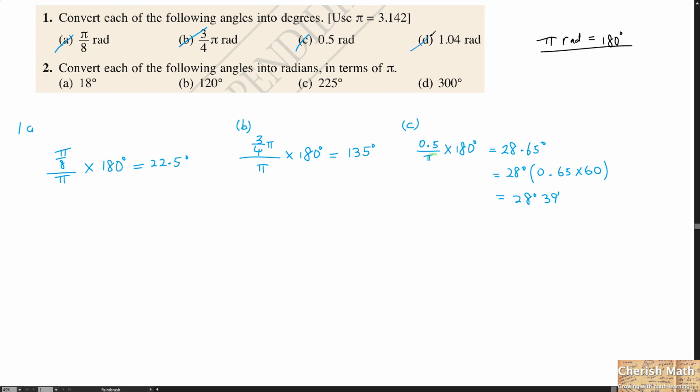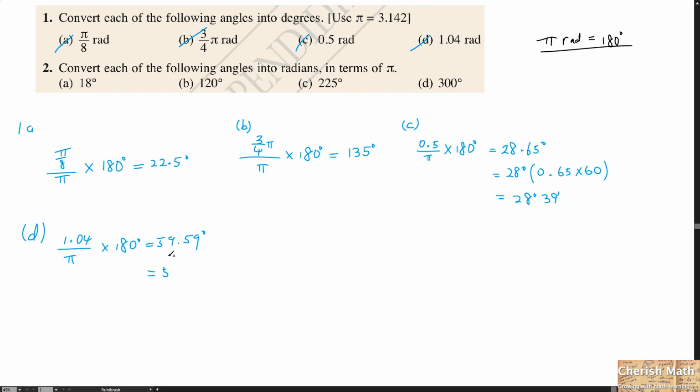I'm now with 1D, and I'm using a similar method to the one I used for 1C. So for 1D, this is 1.04 radian. 1.04 radian is a fraction of the 180 degrees, and 1.04 is out of pi radian times 180 degrees. This is equal to 59.59 degrees.